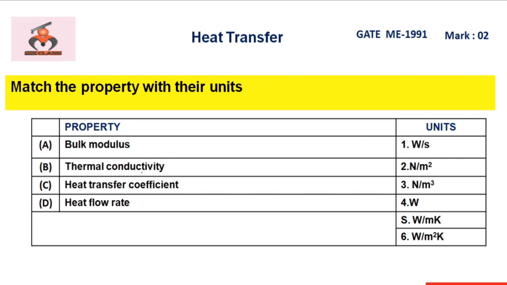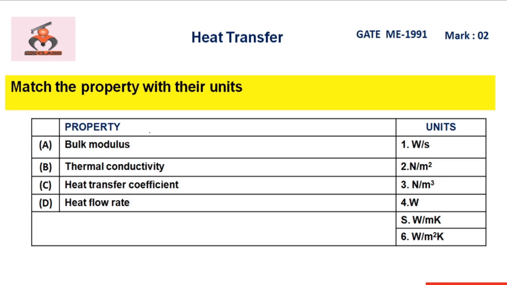In this question, some material properties and their units are given, and it is asking to match the columns. So before matching the columns, you need to know the properties, so that you can easily find out the units of each property.